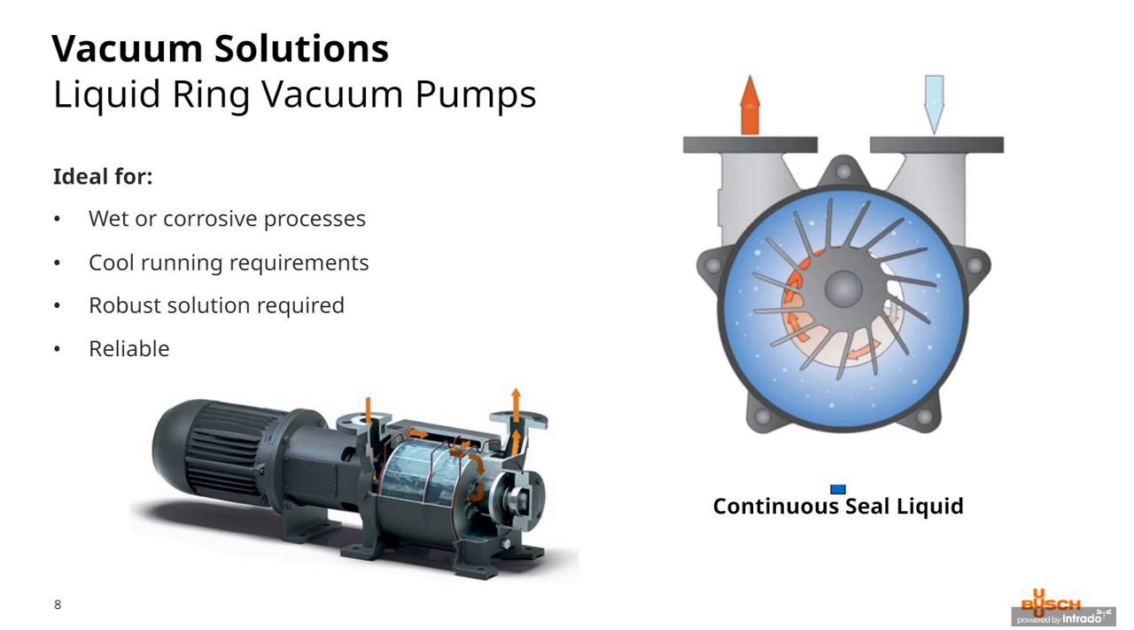The operating fluid can be water or any liquid compatible with your gas or vapor to be evacuated. The rotary motion of the impeller and the resulting centrifugal force cause the liquid in the housing to form the so-called liquid ring. The gas travels between the impeller blades and is compressed by the liquid ring.